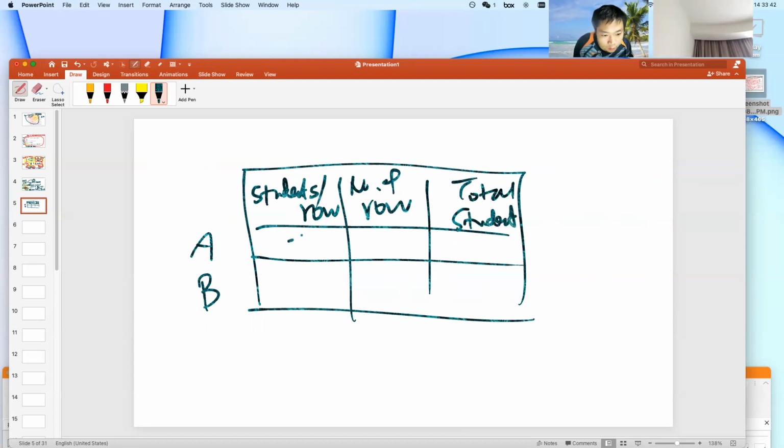So basically I fill up. Let's say the students per row is 8. Students per row is 7. Number of rows, I don't know. U. So this is 2U. So this is going to be 8U. This is going to be 14U. So I have this table already. So let's say I go ahead and find out U is equal to 50, right?